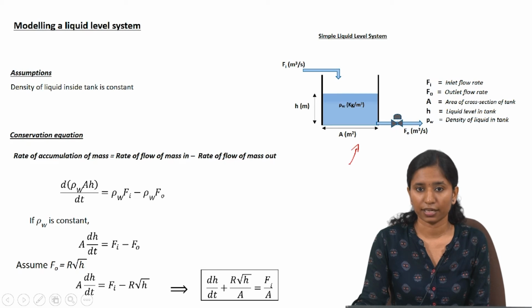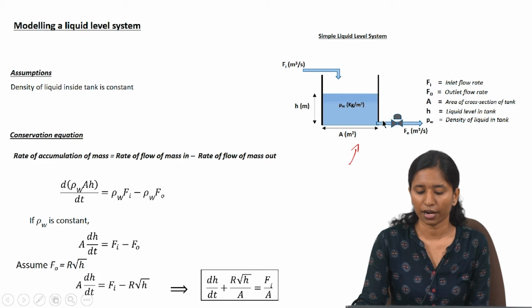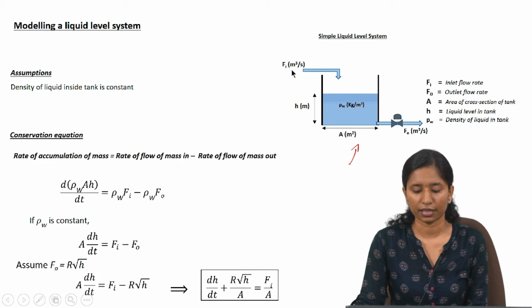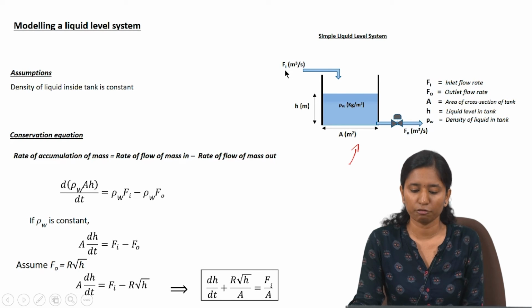This is a schematic of a liquid level system, which is a kind of buffer system for storing liquid. It has an inflow of liquid and an outflow of liquid. The tank that we consider in this example is a rectangular tank, and the inflow of liquid to this tank has a volumetric flow rate Fi meter cube per second, and the liquid hold up within the tank has a height of h meters.